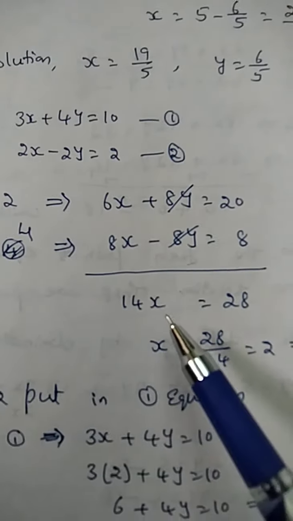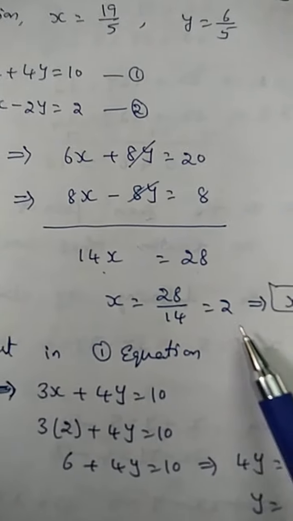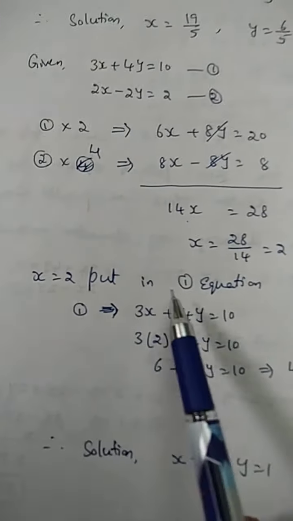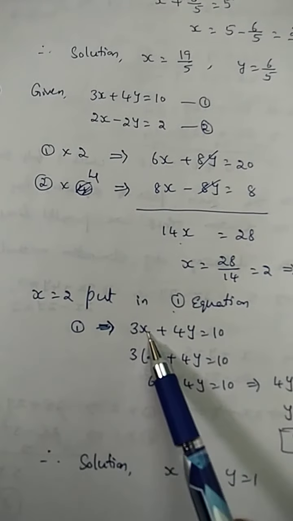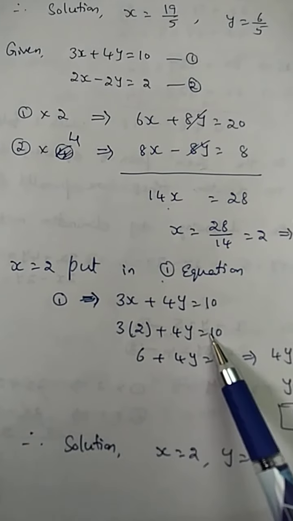6x plus 8x is equal to 14x. 20 plus 8 is 28. Then x is equal to 28 by 14, which is equal to 2. The x is equal to 2. That x is equal to 2 is to be put into the first equation. What's the first equation? 3x plus 4y is equal to 10. 3 into the x value 2 plus 4y is equal to 10.